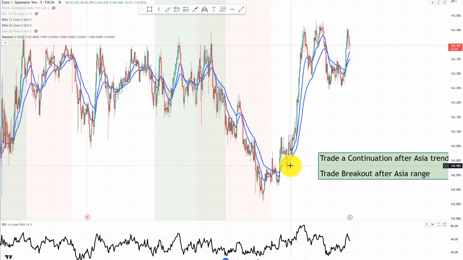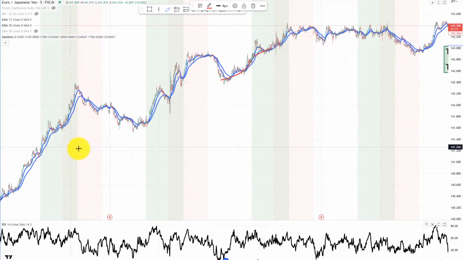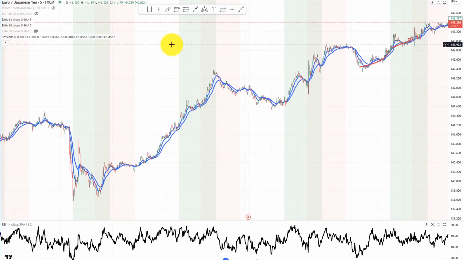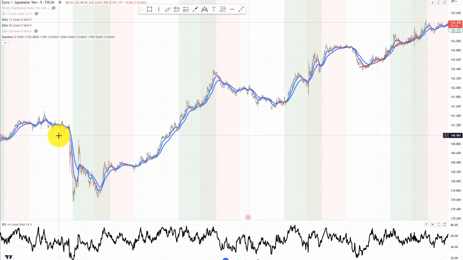We are looking for either a continuation. So previously, before London, we have the Asian session. If we see a trend in the Asian session, then we typically want to look for a continuation in the London session. Or if we have a range market in the Asian session, so here we have a range before the London open, then we look for breakouts and trends into the London session. And we can do the same for the New York session.